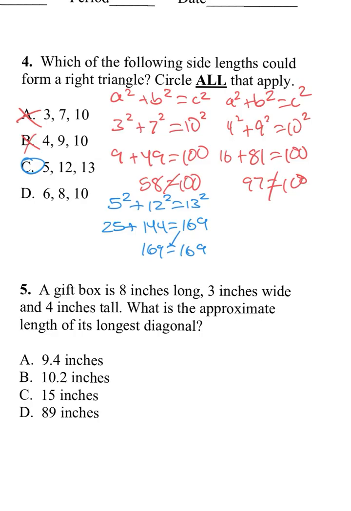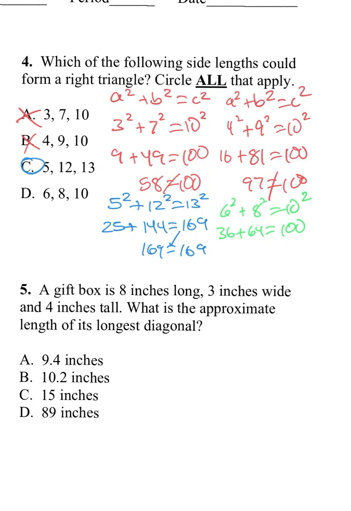So we've got 6 squared plus 8 squared equals 10 squared. So we've got 6 squared, which is 6 times 6, that's 36. Plus 8 squared, which is 8 times 8, or 64. Is that equal to 10 squared, which is 10 times 10, which is 100?